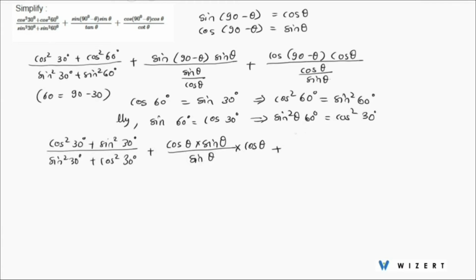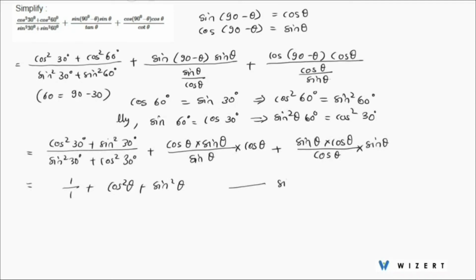Similarly, in the third term we have cos of 90 minus theta being replaced by sine theta multiplied by cos theta, and the denominator of the denominator will multiply here as well, so multiplied by sine theta. So if we observe this, we have cos square theta plus sine square theta as 1. So both numerator and denominator of this term are 1. Sine theta and sine theta will cancel out and we are left with cos square theta here, and cos theta and cos theta will cancel out here and we are left with sine square theta here.